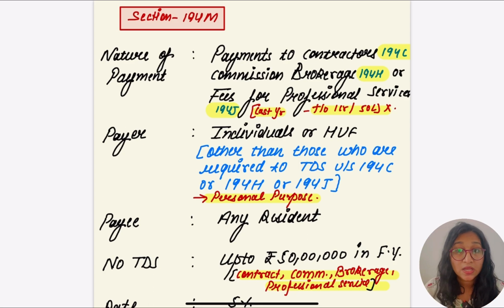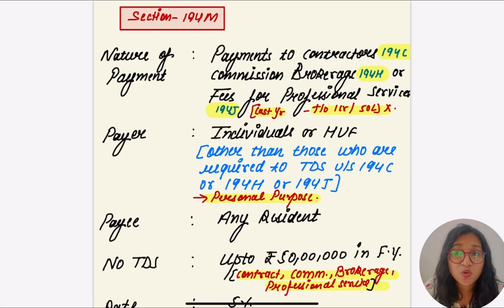First, payment related to contract, second, payment related to commission and brokerage, and third, payment of professional services. Now you are going to ask me, we have already covered these: section 194C related to contract, 194H related to brokerage and commission, and 194J related to professional service. Then why am I going to discuss it again?